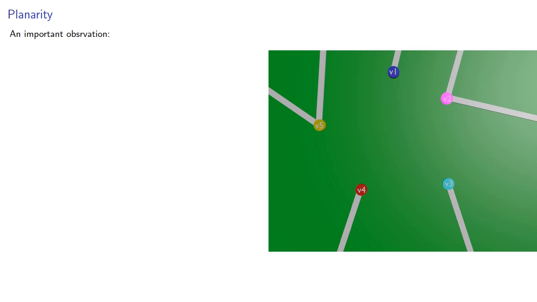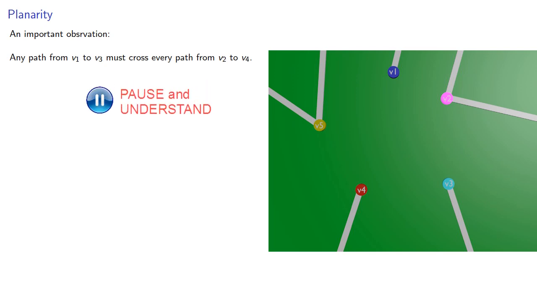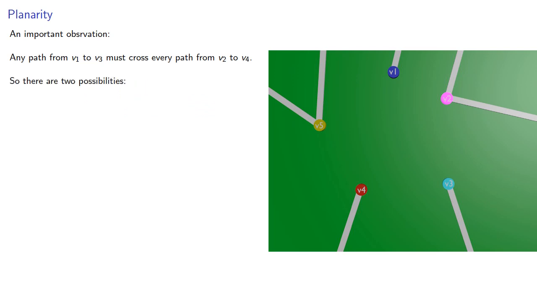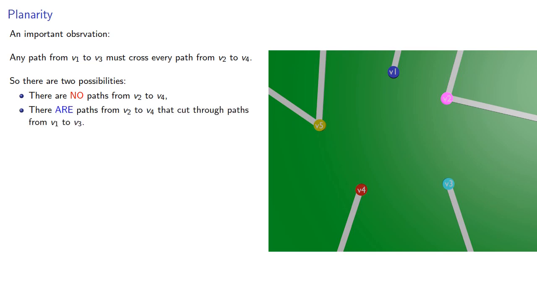So an important observation: any path from V1 to V3 must cross every path from V2 to V4. So there are two possibilities. Either there are no paths from V2 to V4, in other words, the removed vertex was actually a cut point, or there are paths from V2 to V4 that cut through paths from V1 to V3. Let's consider these cases separately.